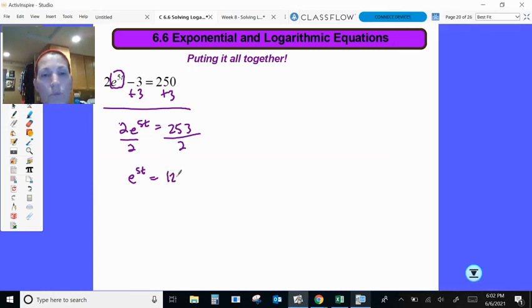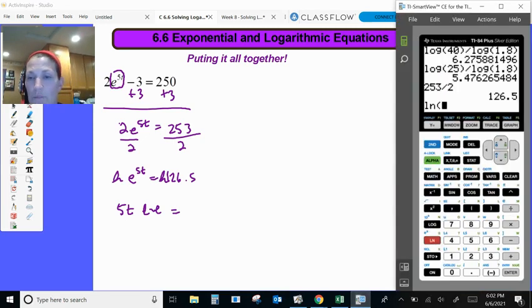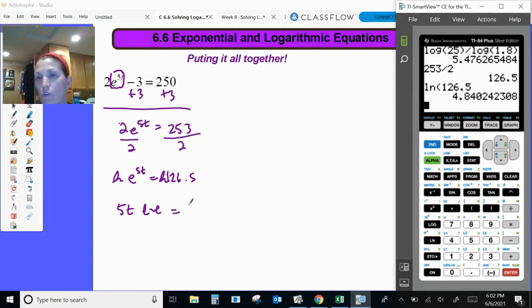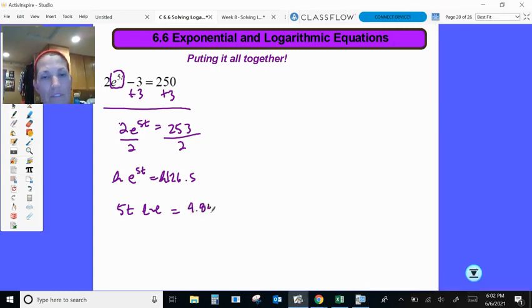And it gives me 126.5. And now I can take the natural log of both sides, right? Natural log here, natural log here. So I have 5t times natural log of e equals the natural log of 126.5, which is 4.84. Okay, this becomes 1. Natural log base e of e just becomes 1. So it's 5t equals 4.84.